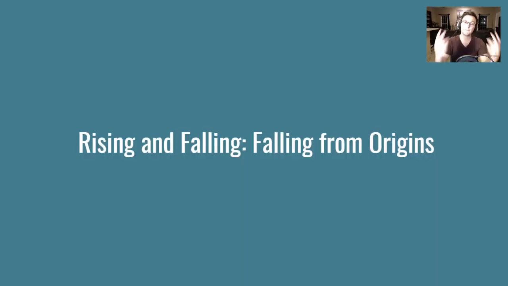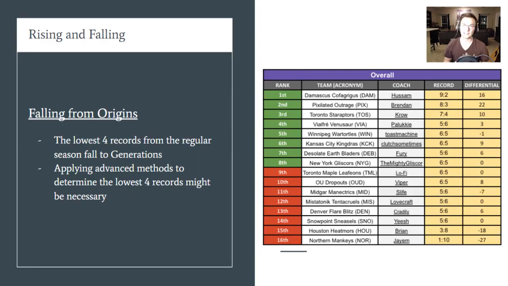Now we're going to talk about falling from Origins. Falling from Origins is actually a little bit simpler, because all we do is we take the bottom 4 overall in the rankings. Again, the overall rankings are determined by the standard rule: win-loss records, head-to-head, win percentage, CPWA, the comparative percentage win analysis, and then differential if need be, and then a crazy mod vote if need be, but it's probably never going to happen, right?